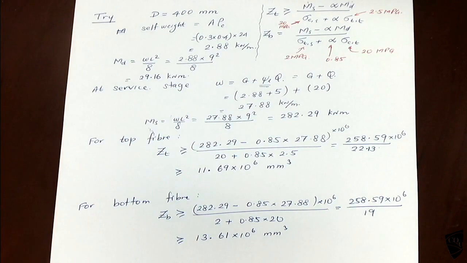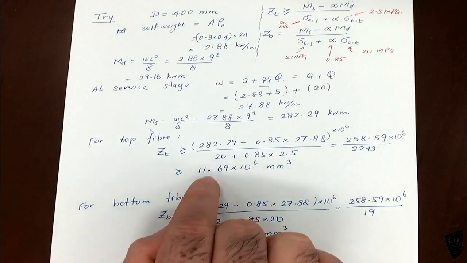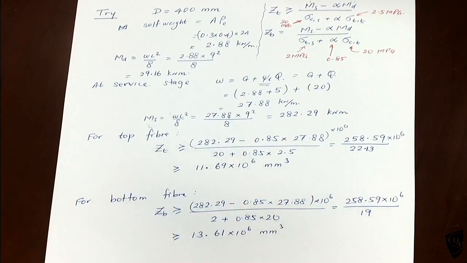So what does that say? If I assume 400 millimeter depth, according to the condition we derive, the top fiber section modulus ZT should be larger than 11.69 times 10 to the power 6. The bottom one should be larger than 13.61. So this is the requirement.